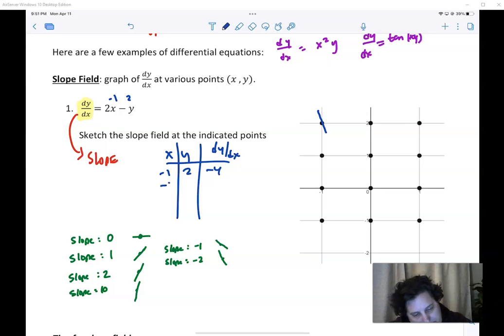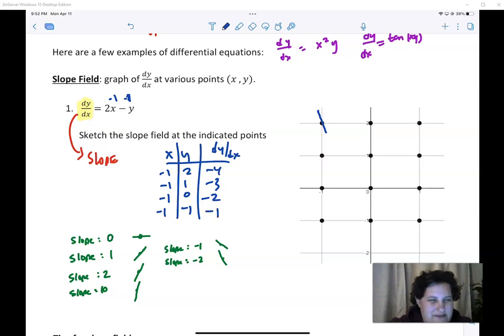Let me just do all the negative ones. (-1, 1), (-1, 0), (-1, -1). So (-1, 1) would be -2 minus 1, that would be -3. (-1, 0) would be -2. (-1, -1) would be -2 plus 1, that would be -1. You can kind of see, a lot of times you guys will see patterns with this, right? So (-1, 1) is at -3, so it's not quite as steep. (-1, 0) is at -2, again, not quite as steep. And then (-1, -1), like really kind of through there.